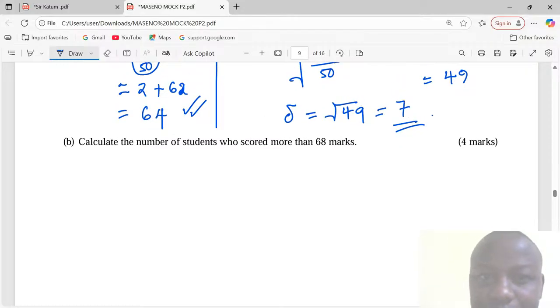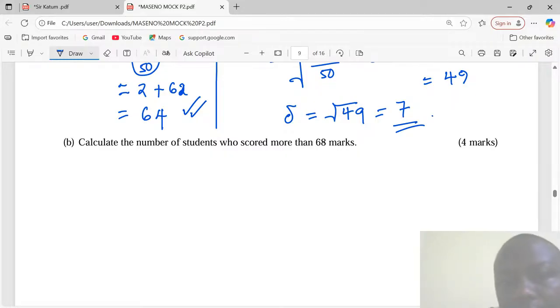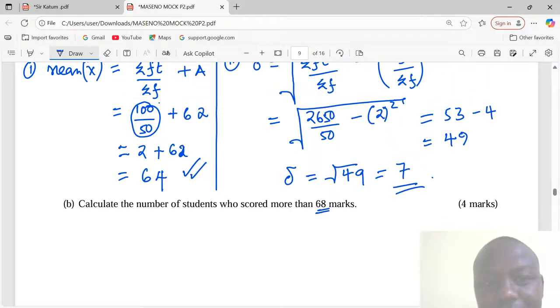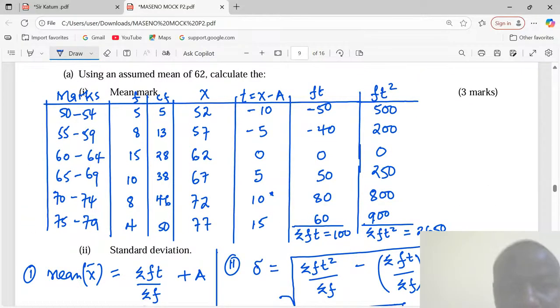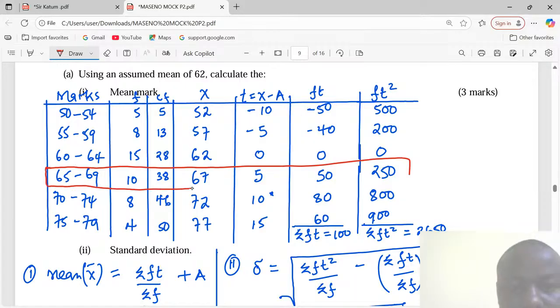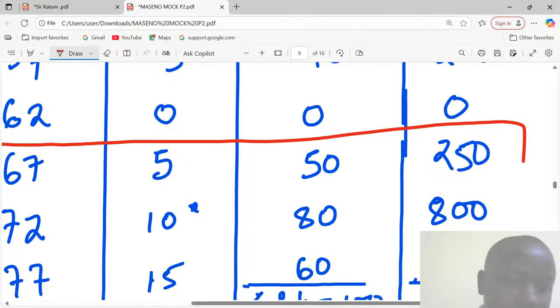So we first check more than 68 marks. Let us check first where 68 marks lie according to this. So 68 marks, the class that we are interested in is this one. This is where 68 marks lie.